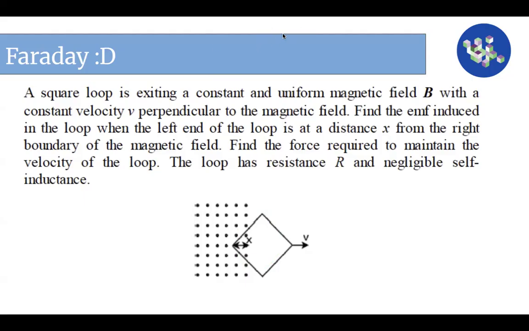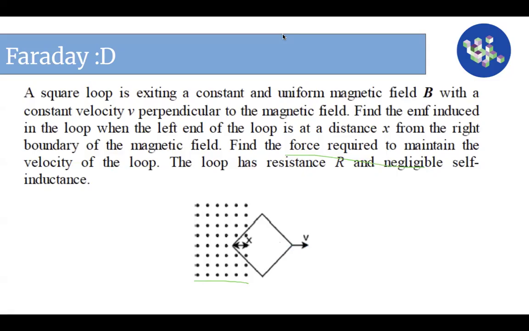So first off, we have a magnetic field over here, and the square loop is exiting the magnetic field. So what does that mean? Well, because the square loop is moving out of the magnetic field, there's going to be a changing magnetic flux through the square loop. If we have a changing magnetic flux, of course, we have an induced EMF, right? So then one might ask, why is there a force required to maintain the velocity of the loop? Well, that's because if we have an induced EMF, there's going to be current flowing through the loop.